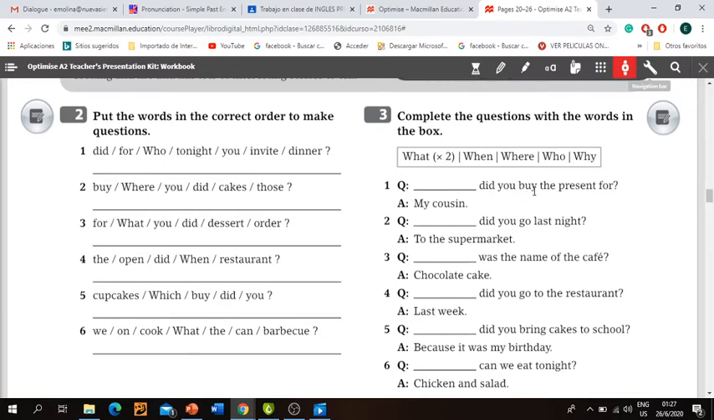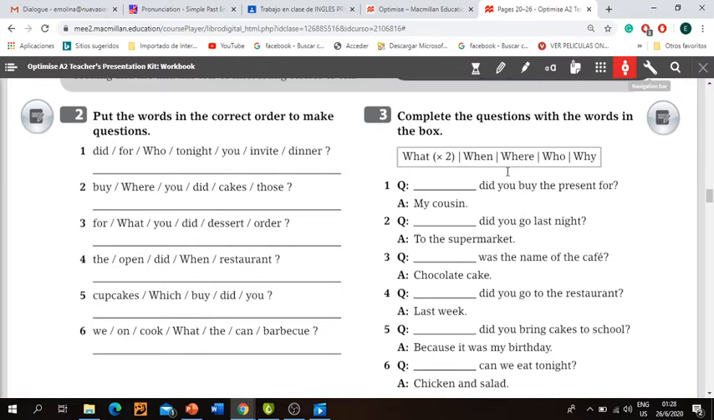It says, did you buy the present for? Okay, did you buy the present for? And the answer is my cousin. So which of these words do we have to write here? When did you buy the present for? No, because the answer is my cousin, is a person. Okay, and when is used to ask about time.